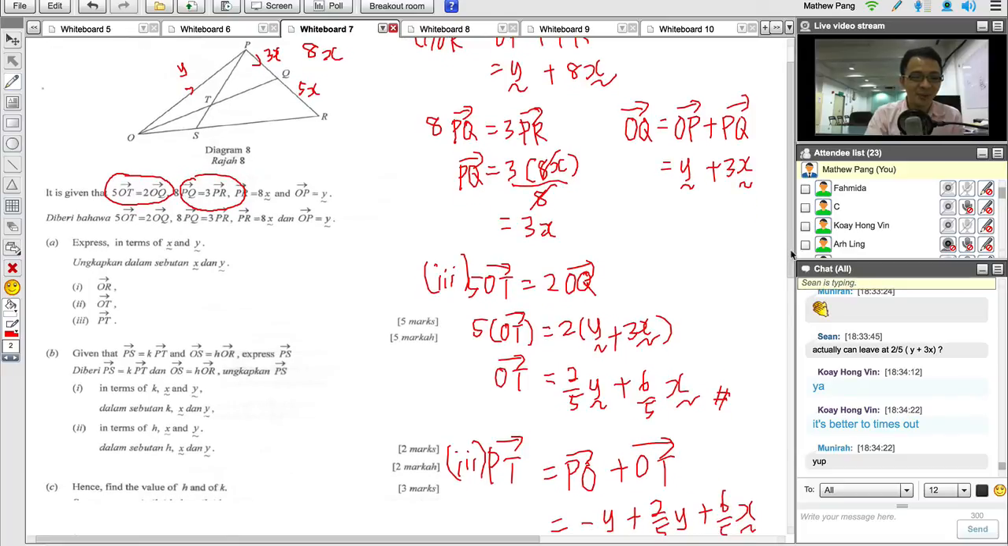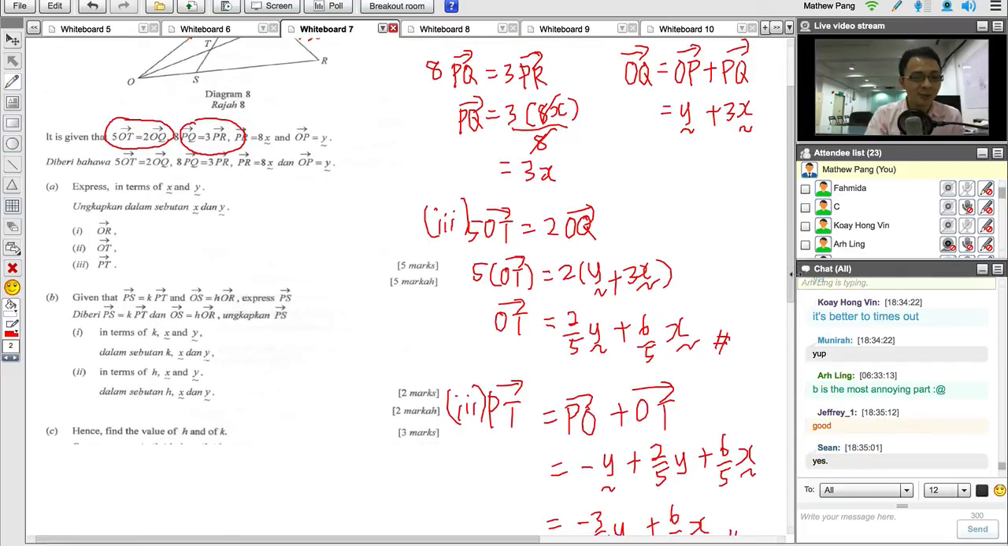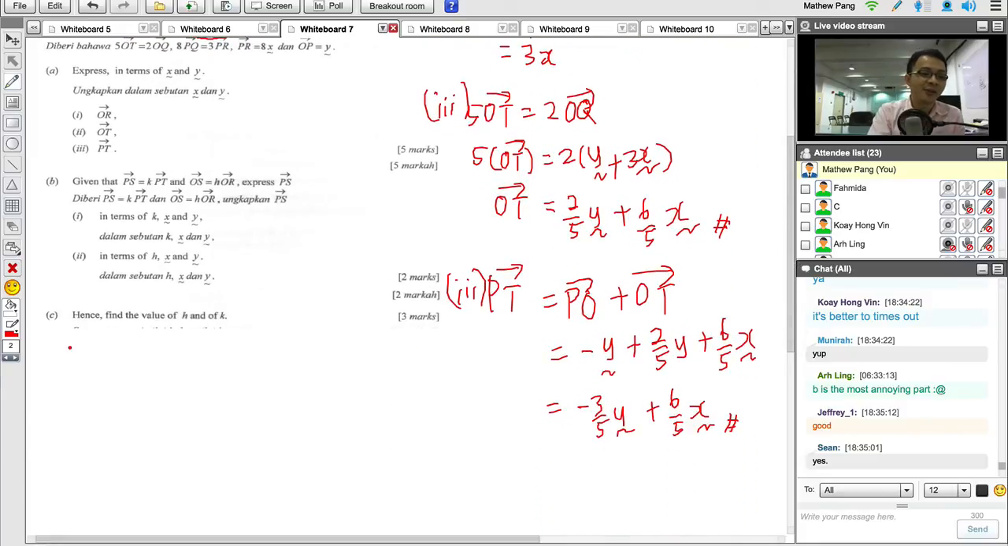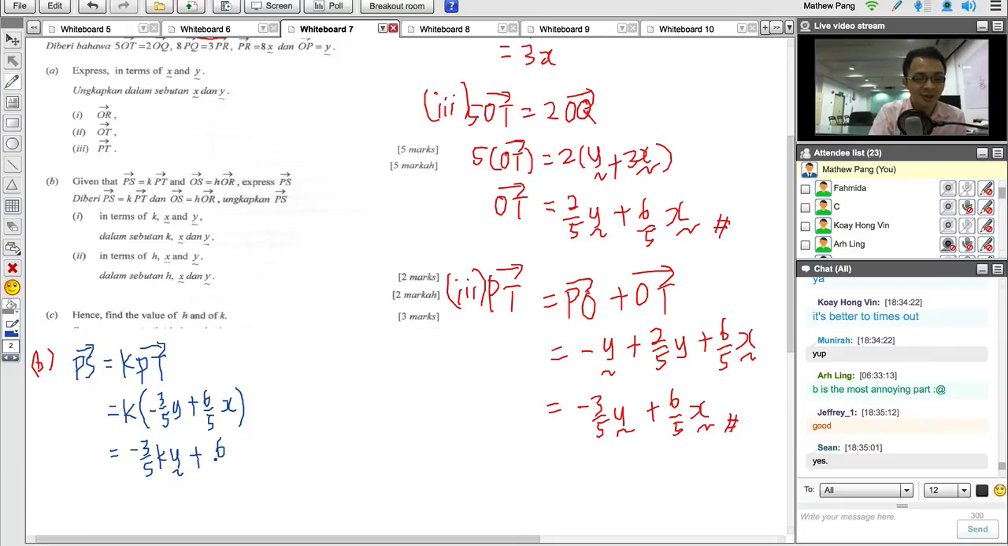I'm going to move on to B. B is very simple. B is just substituting the thing in there. Let me change to another color. So we have PS equals KPT. Normally you have PT because it's just 1 mark only. Do I have PT? Yes, I have PT. It is negative 3 over 5y plus 6 over 5x. So you just multiply the k in there. So it's negative 3 over 5 ky plus 6 over 5 kx. Done. Just substitute in, because it says in terms of k, x and y.